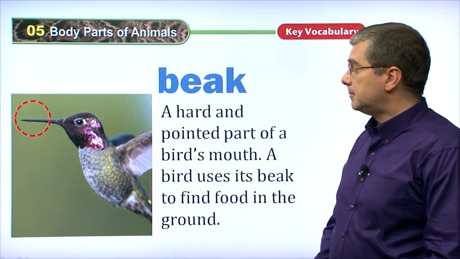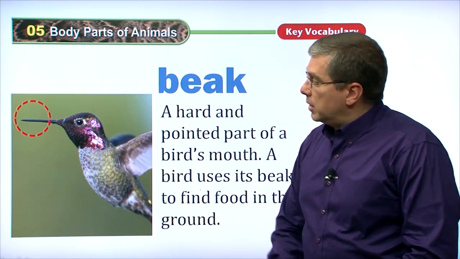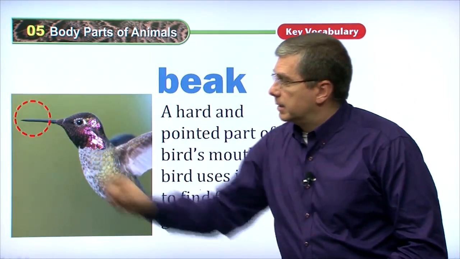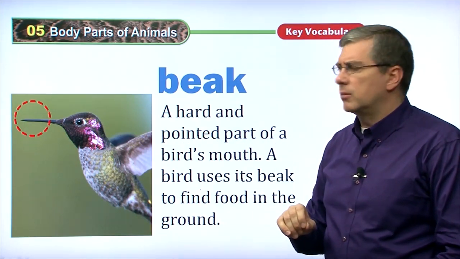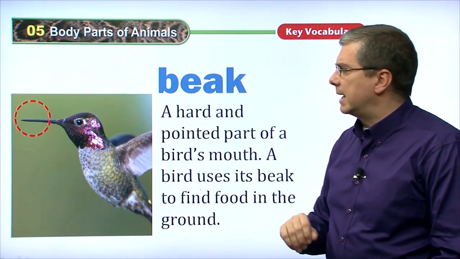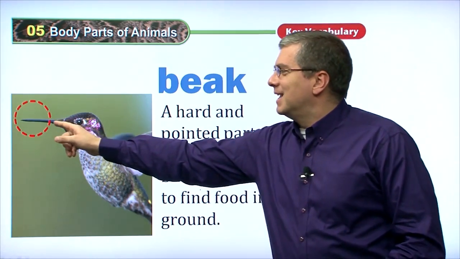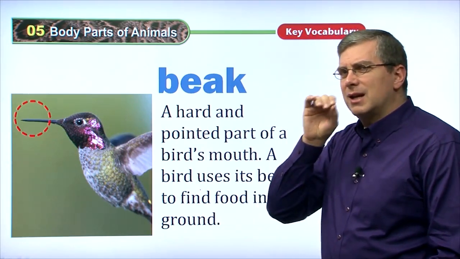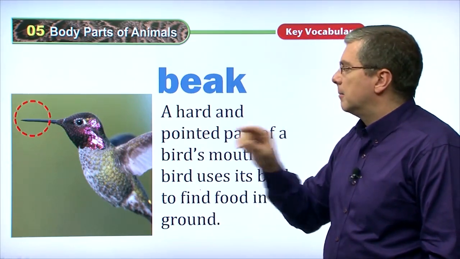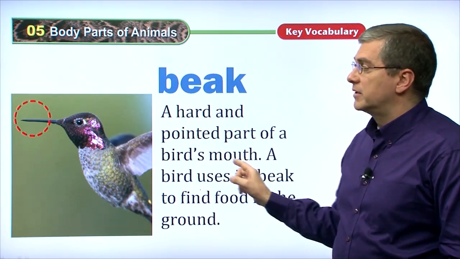Let's move on. We're also talking about birds again. A unique part about birds, birds have a beak. We don't have beaks, thank goodness, because that would be very difficult to kiss your mom, right? And when you go to bed at night. So that would be very, very tough. But anyway, a beak is, it's not a bone, it's like a shell, really. It's like a hard part of the bird. And what does it do? It's a hard and pointed part of a bird's mouth.